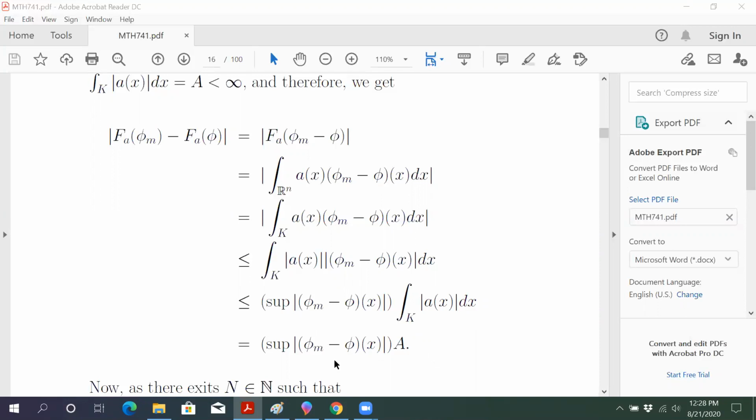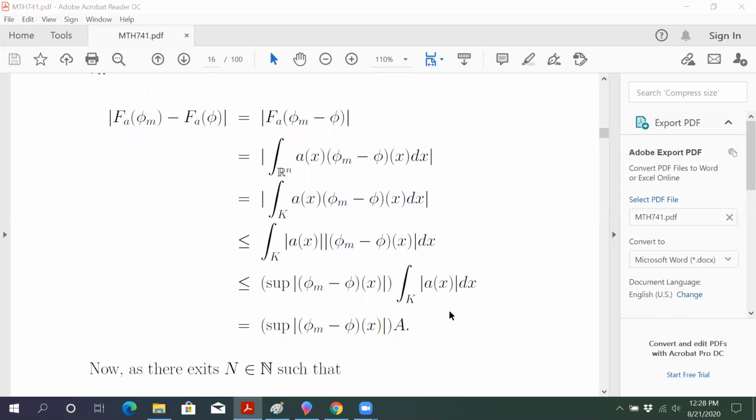Now the same story. Since phi m is convergent to phi uniformly, if m is large enough, this can be smaller than any positive number. So totally, this can be smaller than any positive number, which means this is convergent to this. So write down this one first. This integral equals something finite, and of course non-negative, because we are calculating the integral of a non-negative function, the absolute value.